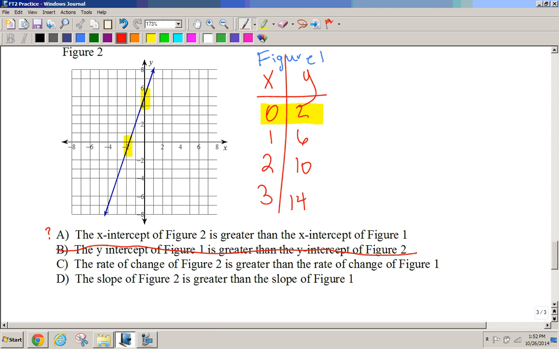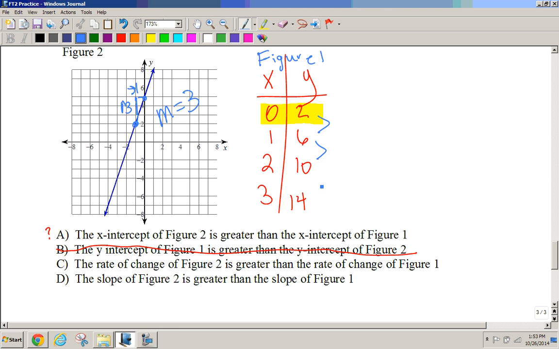Okay? C, the rate of change of Figure 2 is greater than the rate of change in Figure 1. The rate of change is just the slope. So let's see. If I start at 6 and I go up to 8 and over 1, oh, wait. Not actually going up to 8. Let's use a different point. I don't know why this graph has messed us up a little bit. Let's see. I've got a good looking point here and a good looking point here. So if I draw in my slope triangle, we're going up 3 and right 1. Our slope on the graph is 3.